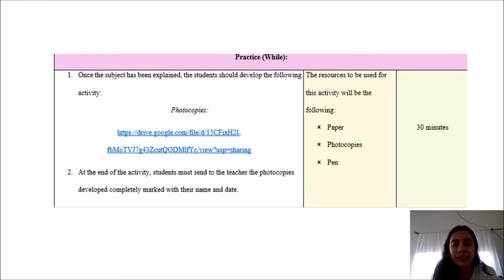In the practice, once the subject has been explained, the students should develop the following activity. This activity is online in Google Drive, and the teacher can prepare photocopies and then share them with their students. At the end of the activity, the students have to send the photocopies to the teacher, completely developed, marked with their name and date.